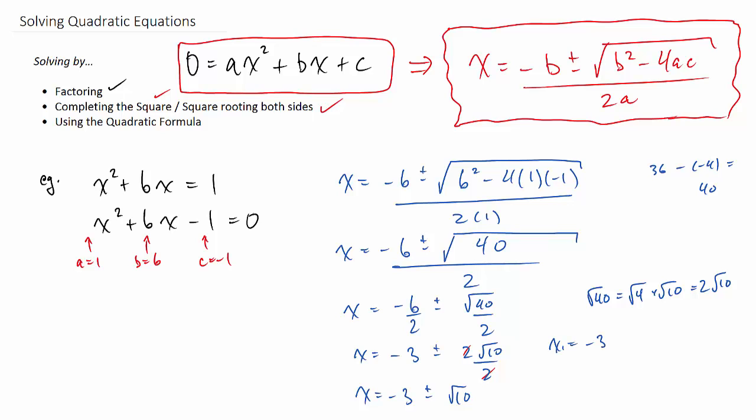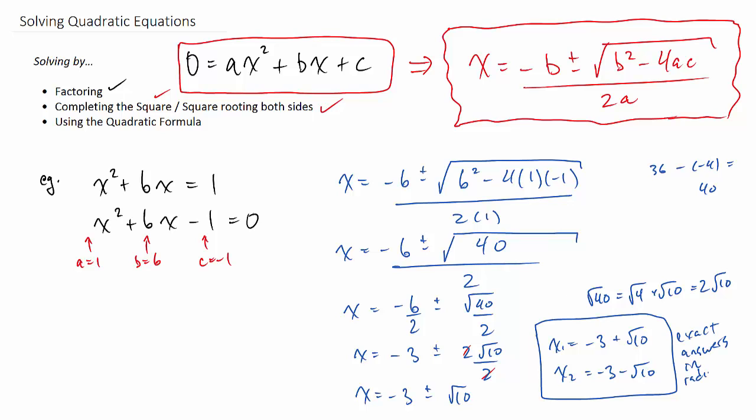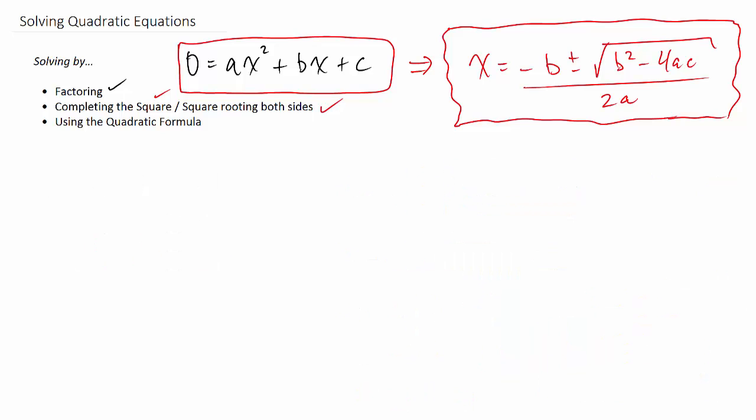We get negative 3 plus or minus root 10. And that negative 3 actually represents the axis of symmetry, and then we can plus or minus from that symmetry line to get to the two roots. And note that those were exact answers in radical form. So the next one is similar, but the numbers are a little bit bigger.